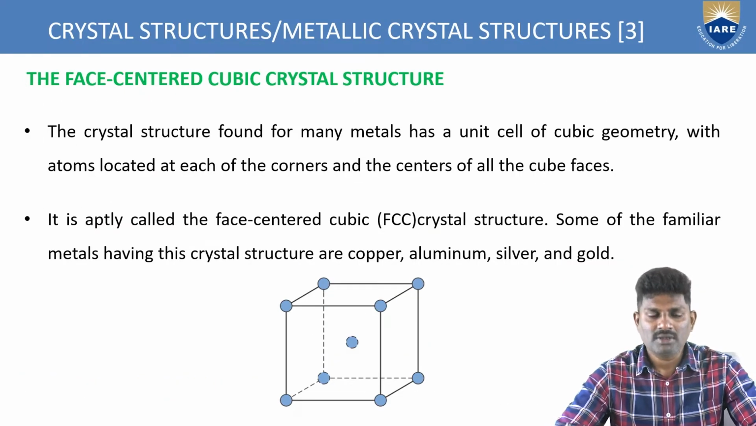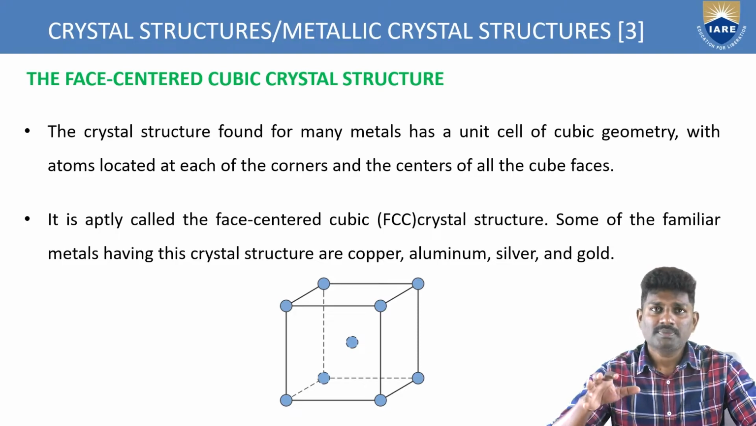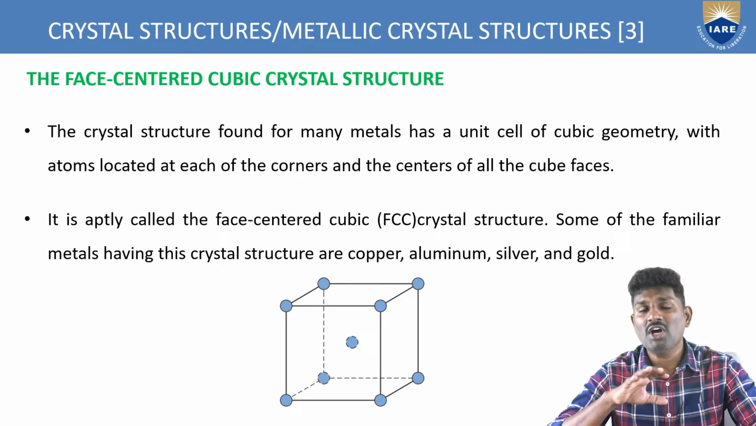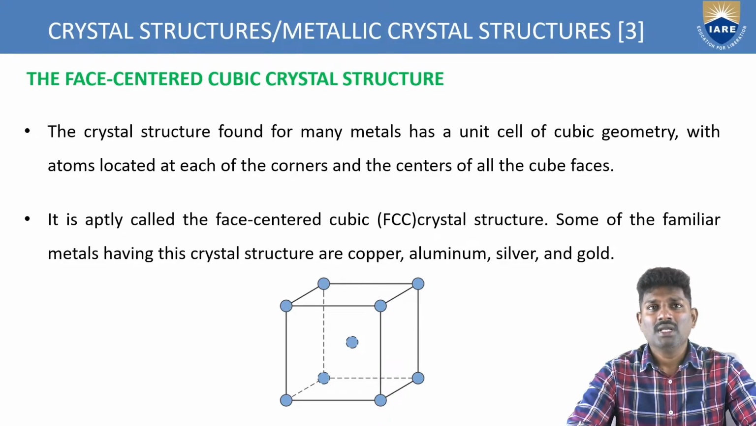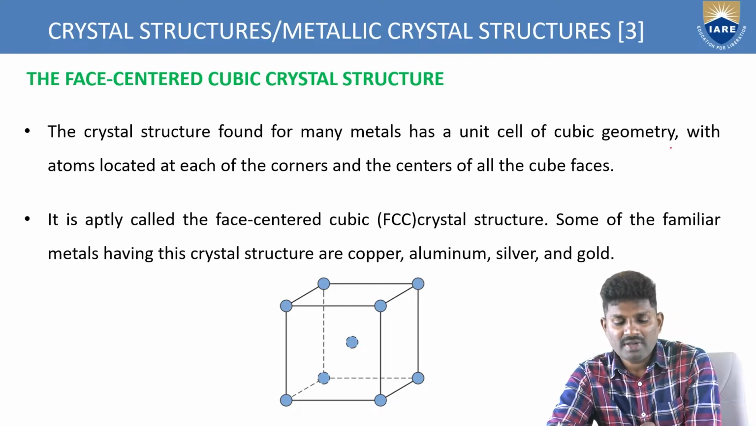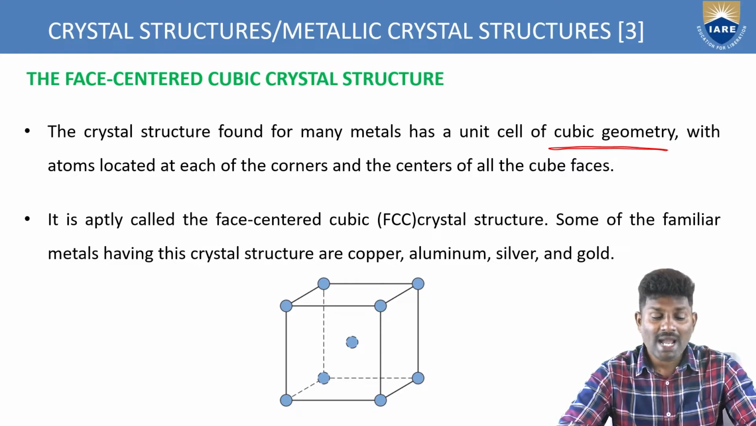Now, if you see one by one, the face centered, this is also called the FCC crystal structure, the face centered cubic crystal structure. So, this crystal structure is found for many metals which have a unit cell of cubic geometry. As we discussed, most of the metals will have those three types. One of the types is the FCC. The metals having this type of structure have a unit cell with a cube geometry, with atoms located at each of the corners and the center of all the cube faces.